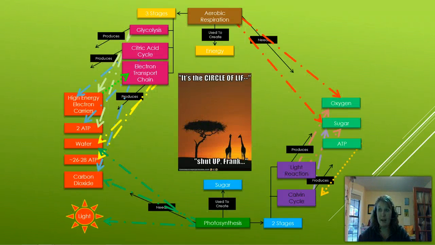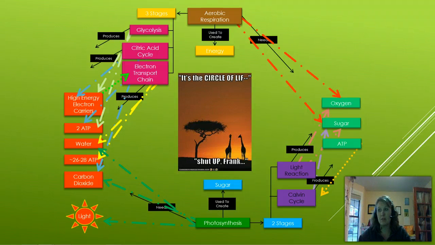All right, so you're back. Hopefully, your carbon cycle looks something like this, where aerobic respiration has the 3 stages of glycolysis, the citric acid cycle, and electron transport chain. They're going to produce high energy electron carriers, ATP, water, and in this case we have 26 to 28 ATP, but as we saw in the last topic, our book estimates it more at 30, and carbon dioxide. And these are going to go to photosynthesis. Well, some of it's going to go to photosynthesis.